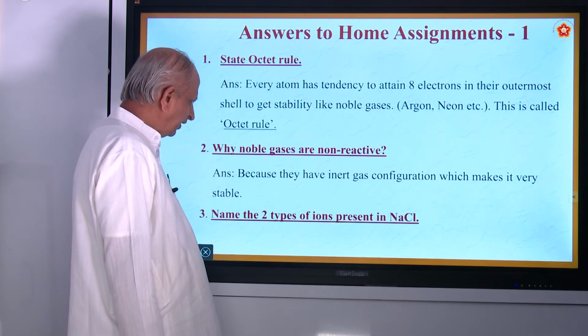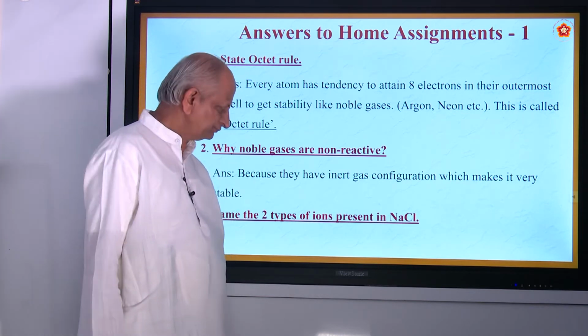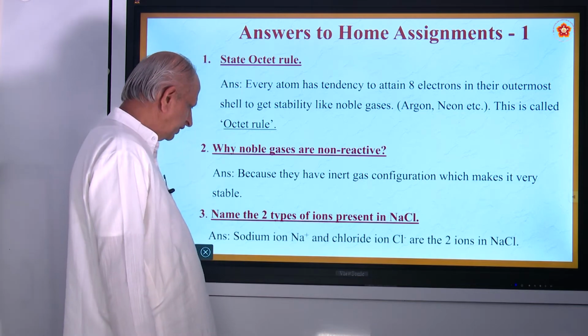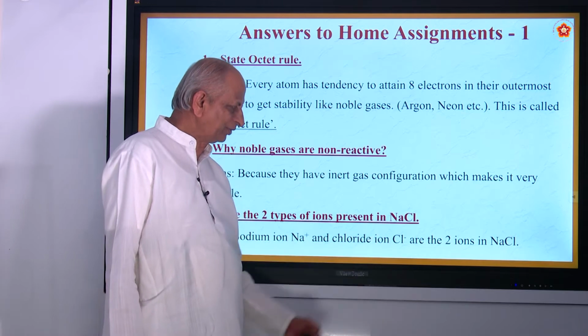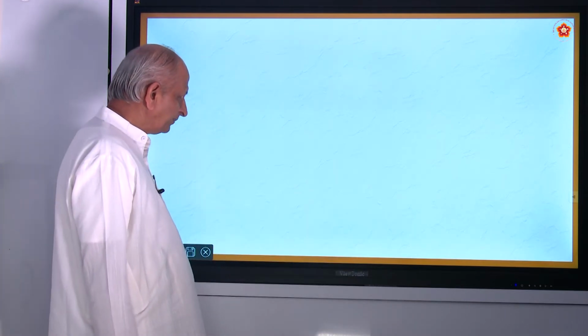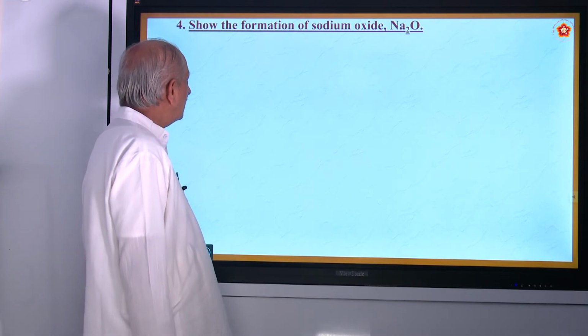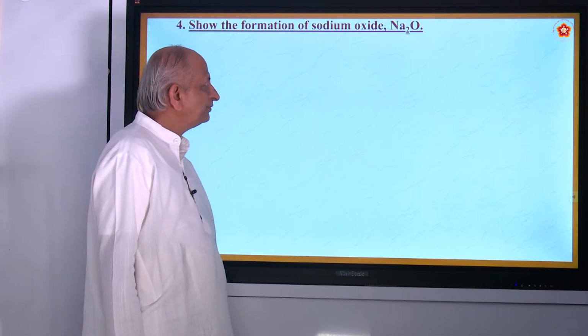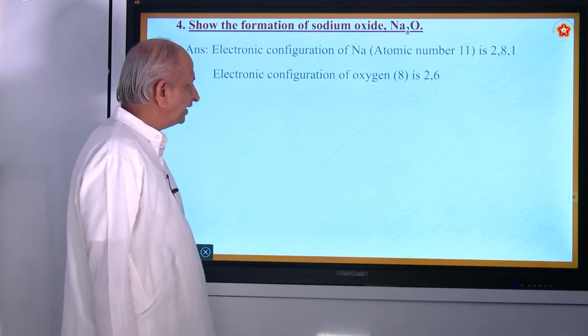And name the two types of ions present in sodium chloride. The two ions are Na plus, sodium ion, and Cl minus, chloride ion. There are two types of ions in sodium chloride. And next, last question, show the formation of sodium oxide, an ionic compound.